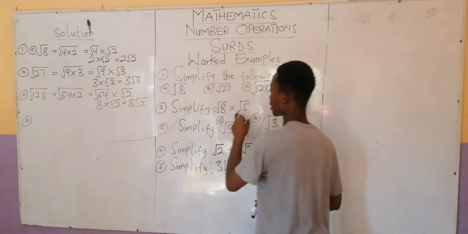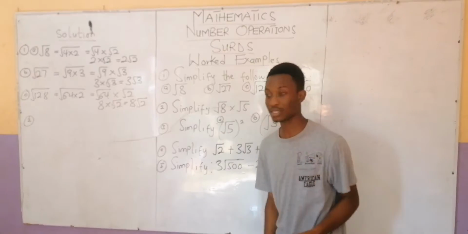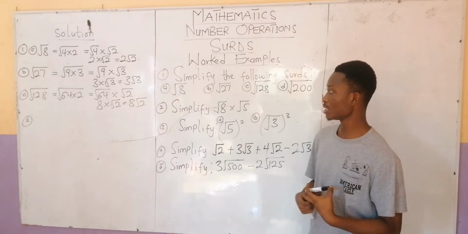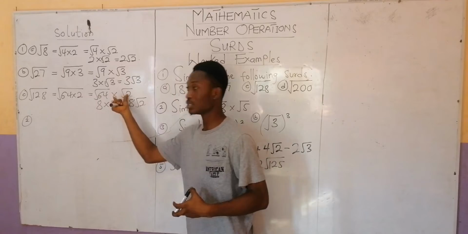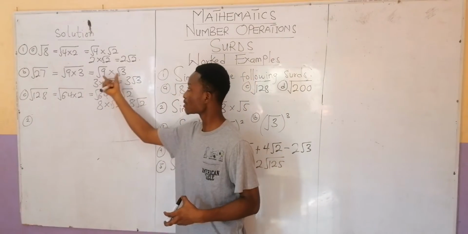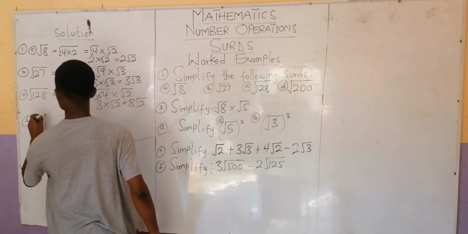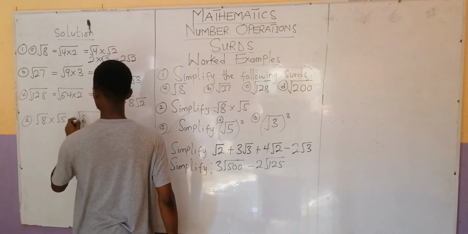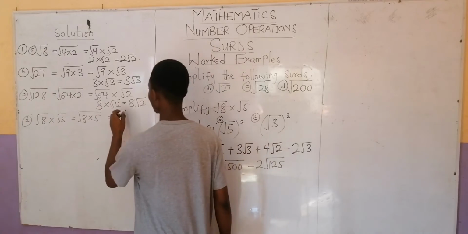Simplify root of 8 times root of 5. When we were going through the identities of the property, we said that if I have two different roots, I can multiply them, the same way I can separate them and write them individually. So here, I wrote it this way, and this can also be written this way. The reciprocal of this is that. So I can have root of 8 times root of 5 equal to root of 8 times 5, and 8 times 5 is 40.